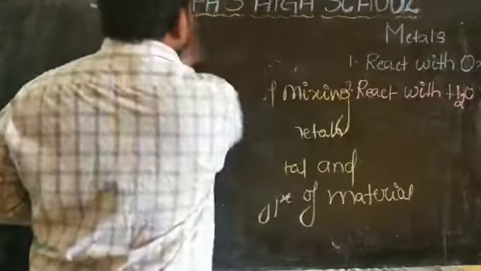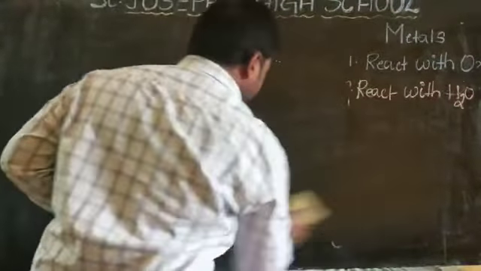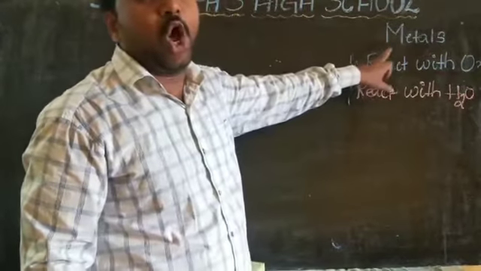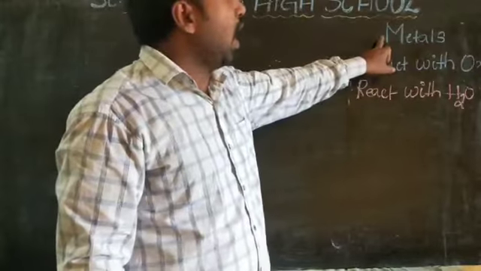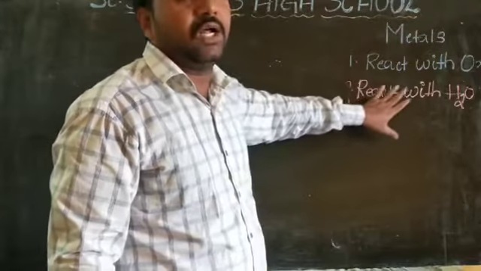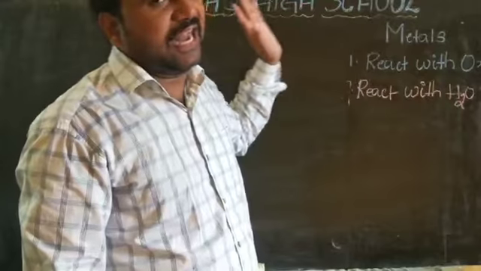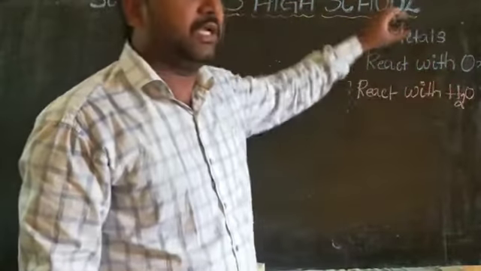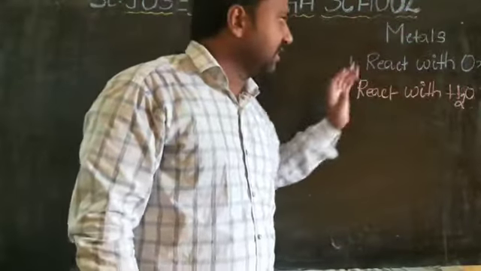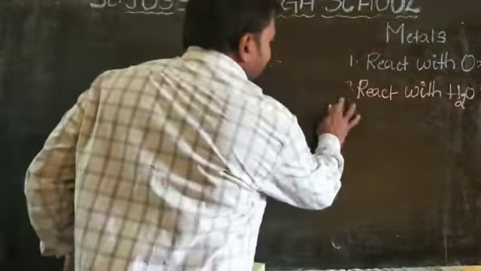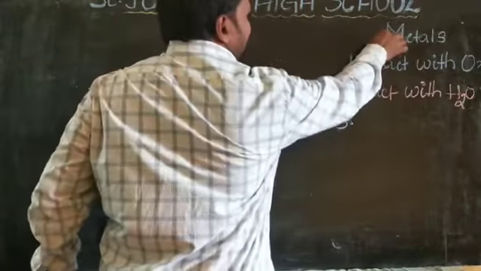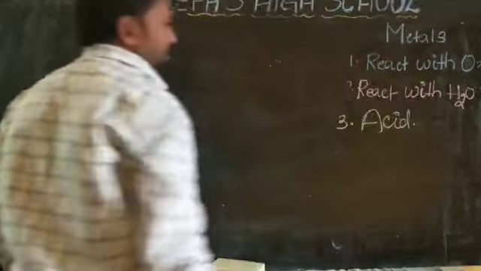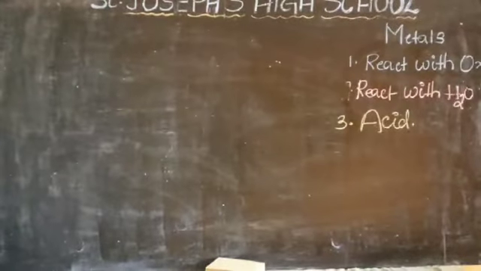So up to now what did we discuss? First, what will happen when metals and non-metals react with oxygen. Next, how metals react with water. Non-metals will not react with water. So when metals react with water, how do they react? By taking so many examples, I explained in the previous class. Third one we are discussing now: what will happen when metals react with acid.